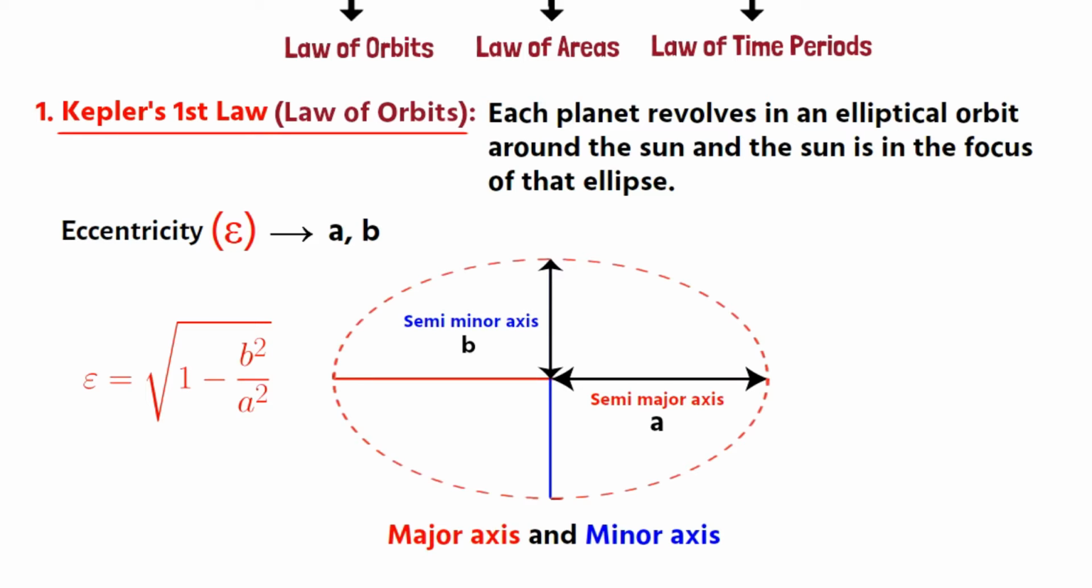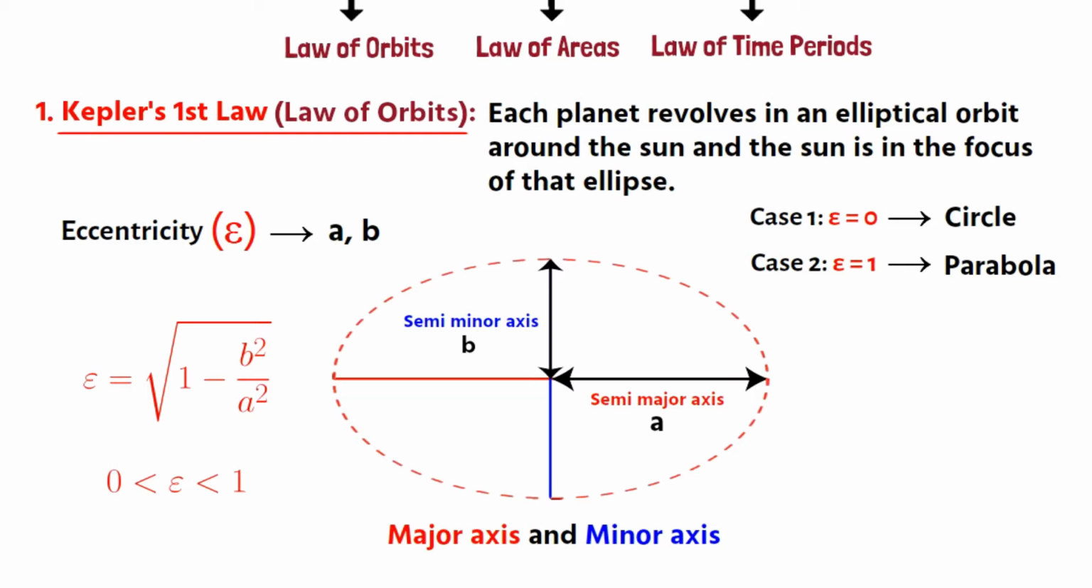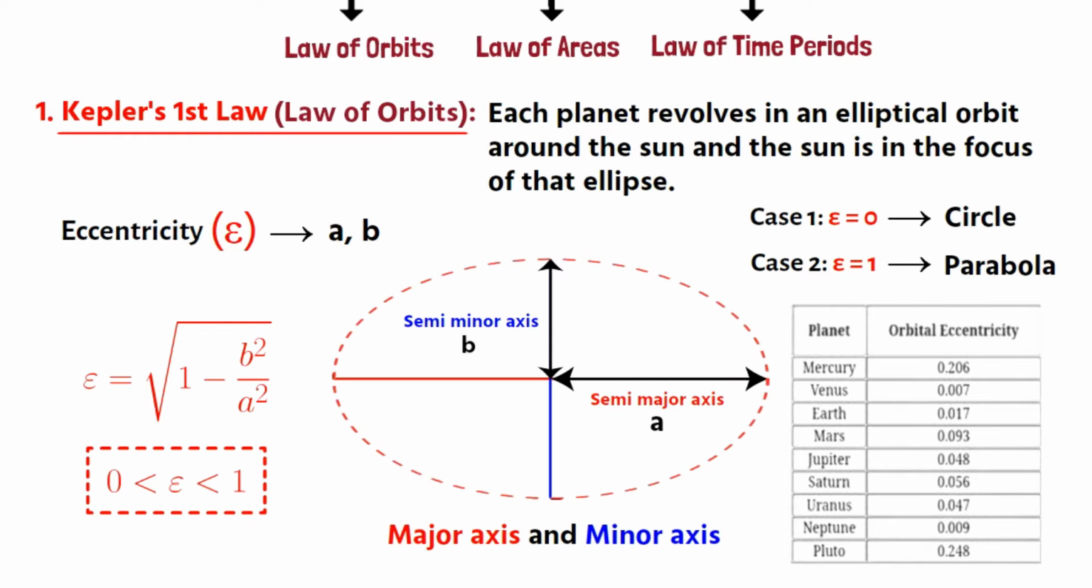The eccentricity of an ellipse varies from 0 to 1. If it is 0, the ellipse becomes a circle, and if it is 1, then the ellipse becomes a parabola, or essentially a flat line. So for an ellipse, eccentricity ranges from 0 to 1. Now if we talk about the planetary orbits, then only Pluto has a large eccentricity. Here is a table showing the eccentricity of the orbits of the planets in our solar system.